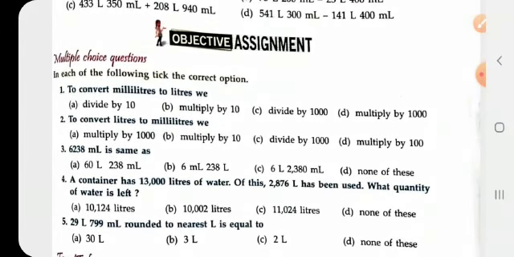Coming on to the objective assignments, these are the multiple choice questions. As per the chapter explained, do try to complete all these objective assignments and then give them to your teacher.